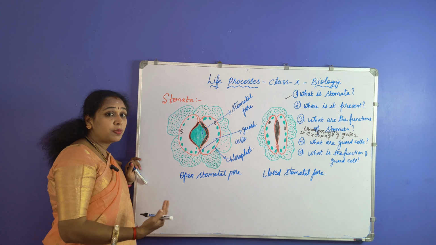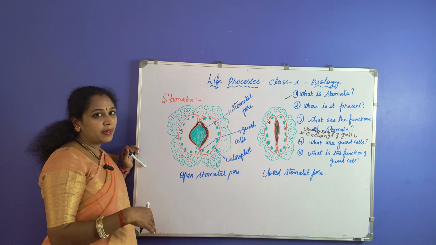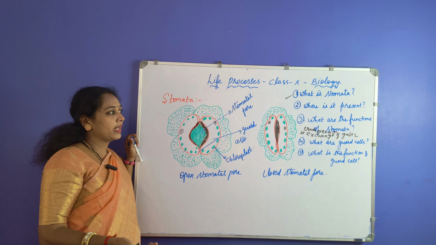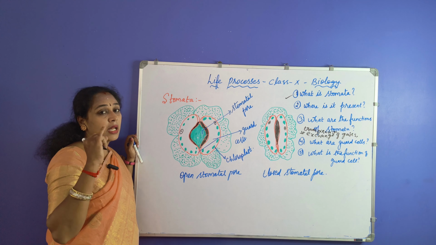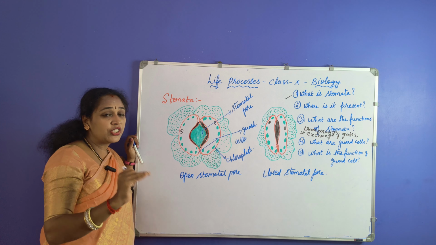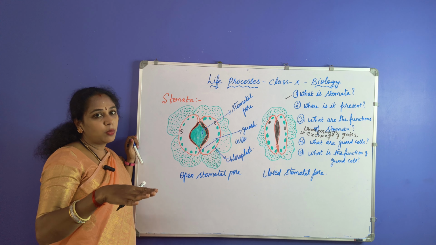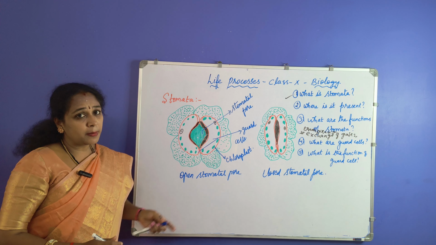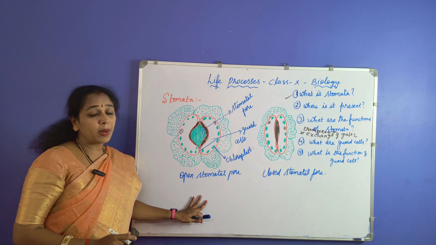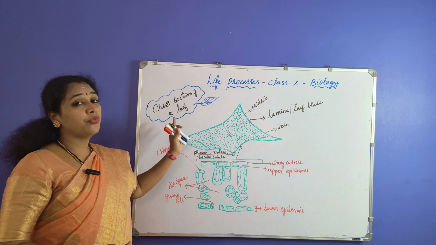Which part contains more stomata, the lower epidermis or upper epidermis? Lower epidermis contains more stomata. And what is the function of stomata? It helps in the exchange of gases. It helps in transpiration, a process where excess water is removed out of the plant. And third, it also helps to maintain the moisture level. Diagrammatic representation shows the open stomatal pore and the closed stomatal pore. This is the cross section of a leaf.